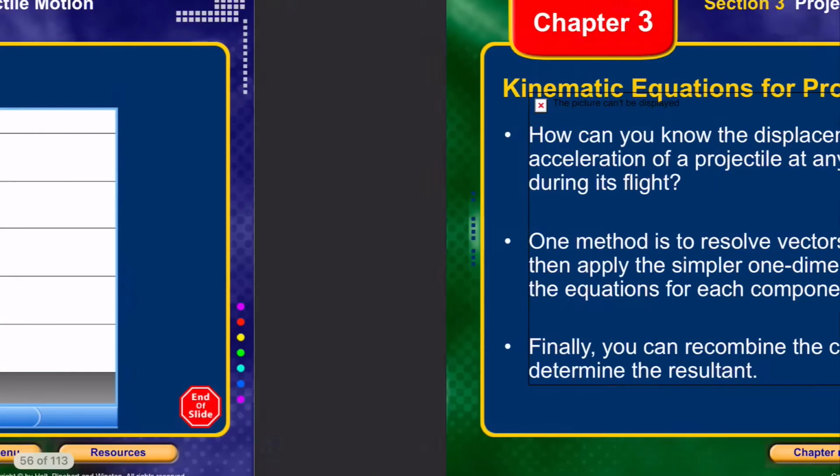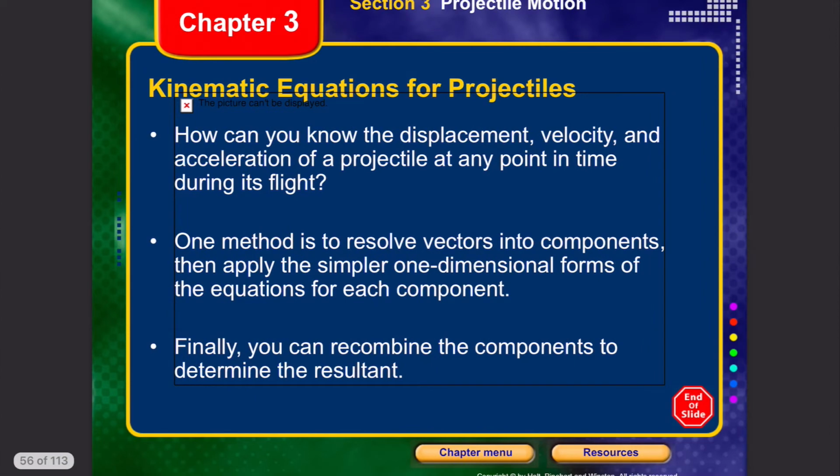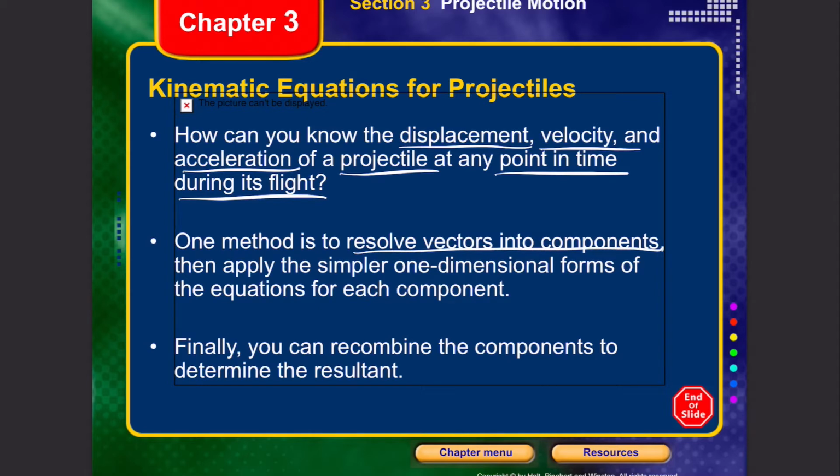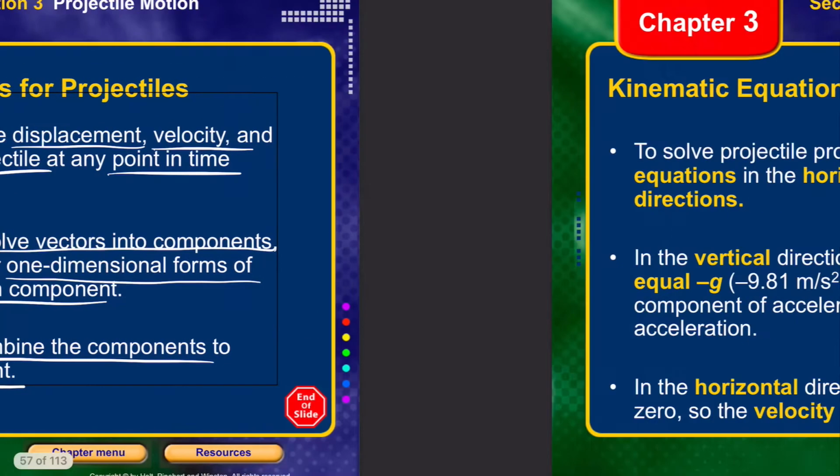So let's start with the kinematic equations. How can you know the displacement, velocity and acceleration of a projectile at any point in time during its flight? One of these methods is to resolve the vectors into components and thereby apply the one-dimensional form of equations for each of these components. Finally, when you want the resultant, we recombine the results to determine the resultant.